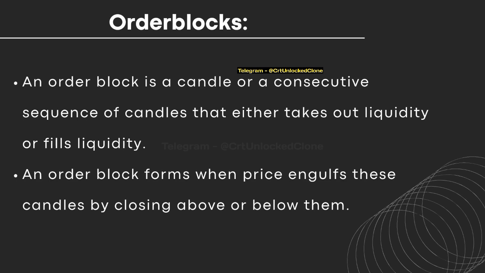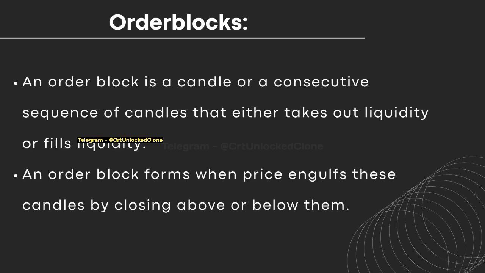So an order block is a candle or a sequence of consecutive candles. That means it can either be a single candle or a sequence of consecutive multiple candles that either takes out liquidity in the form of taking out a high or low, or fills liquidity. This is the basic definition of an order block: a candle or a consecutive sequence of multiple candles which purges liquidity or fills liquidity.